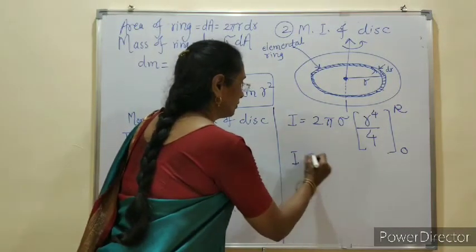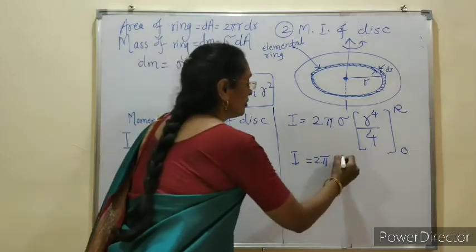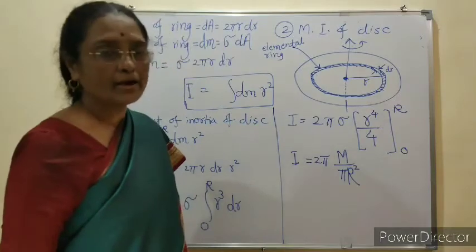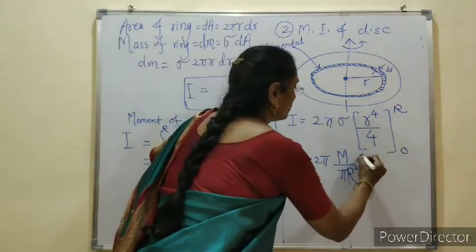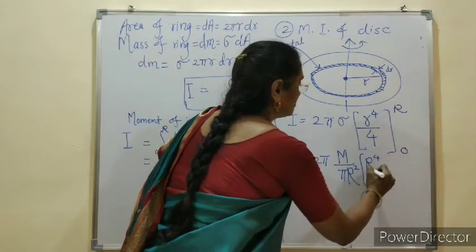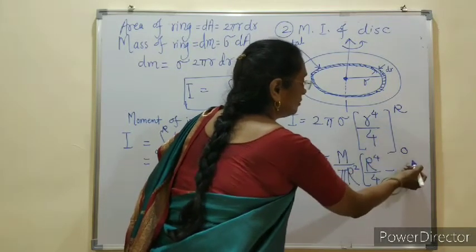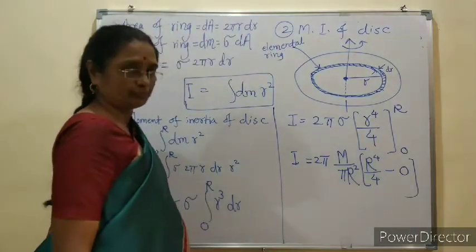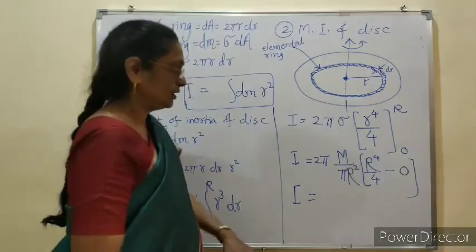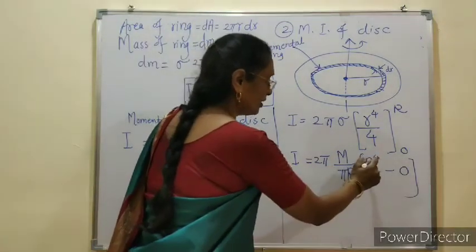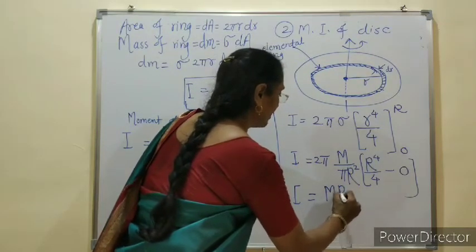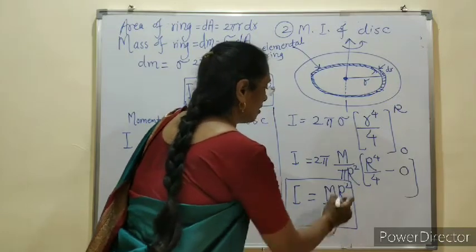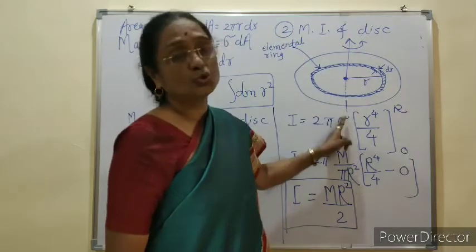If we substitute for sigma, we have written it as mass upon total area of disk, it is m upon pi r square, and for r raised to 4 we substitute capital R, its power is 4 divided by 4 minus the lower limit we can substitute, it is 0. So here the second term in the bracket is 0. We get I is equal to, here pi will get cancelled, one r square is cancelled, and we get here m r square upon 2. This is the moment of inertia of disk about its own axis.